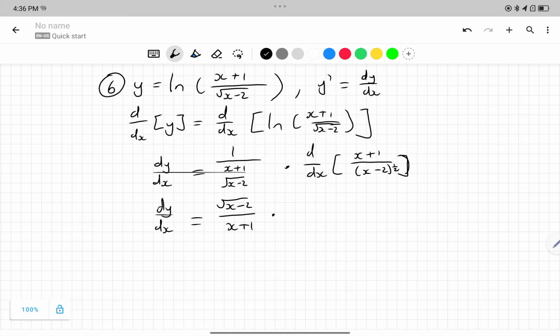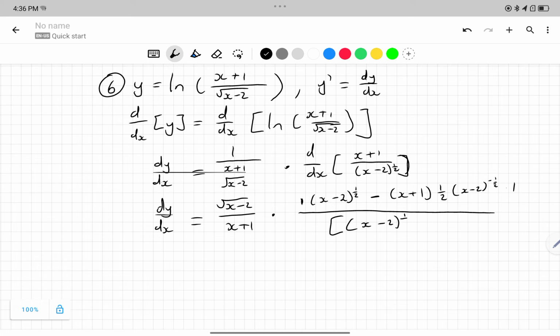Times. So first you differentiate the top, so the top is 1, and you keep the bottom, and you subtract, then you keep the top, differentiate the bottom, times 1, and you square the bottom. So you get this.